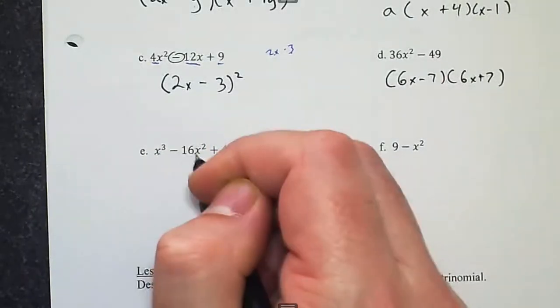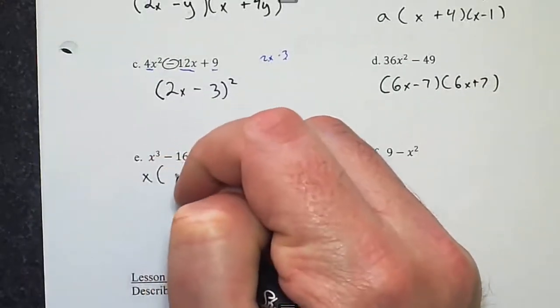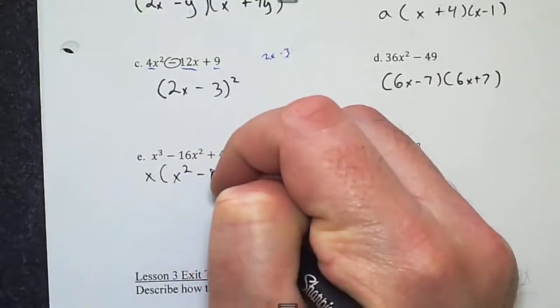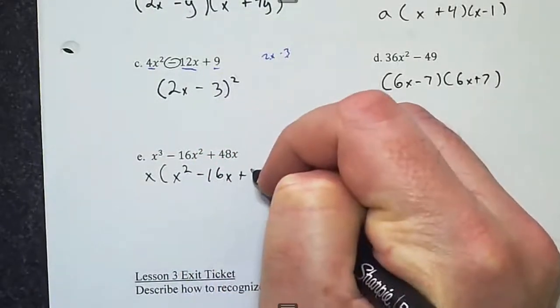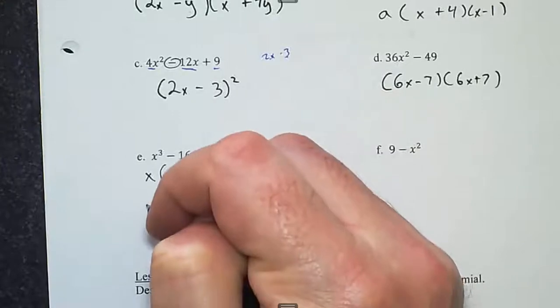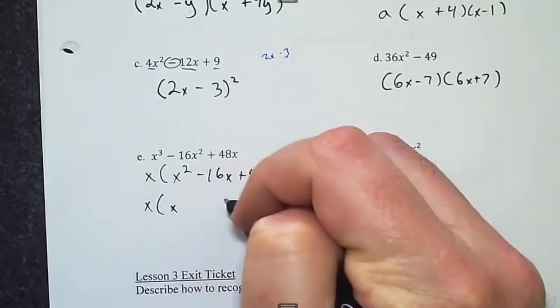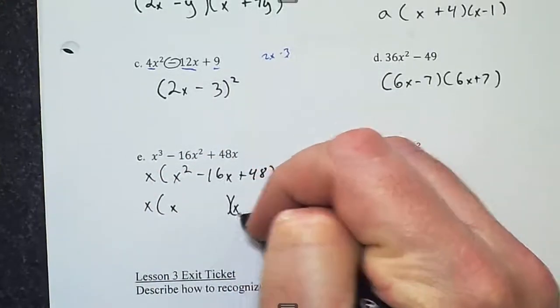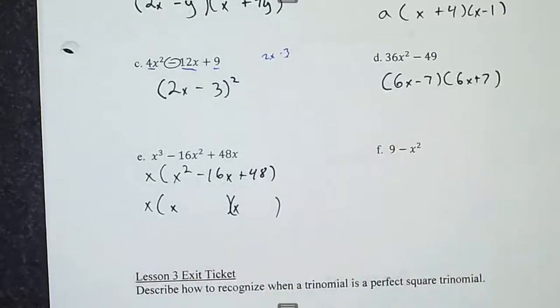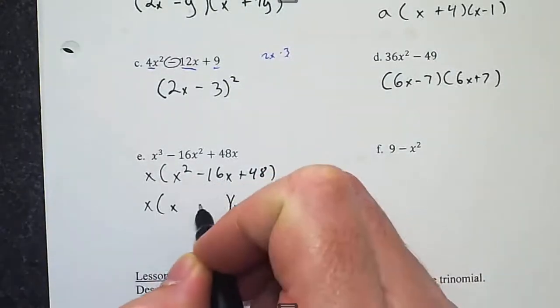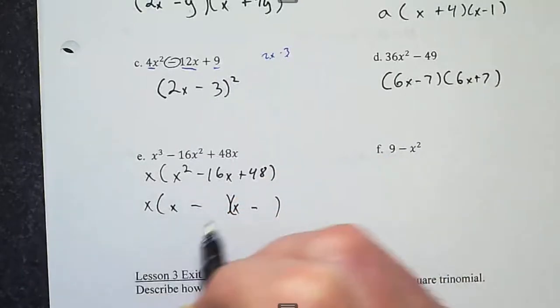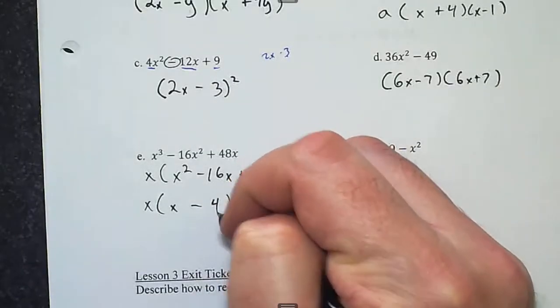Letter E, there's an x in each term. Let's factor it out. All right, so this will be x and x. I need something that multiplies to positive 48. So they have to be the same sign, but since this 16 is negative, it'll be a minus and a minus. Yeah, so 4 and 12 should work.